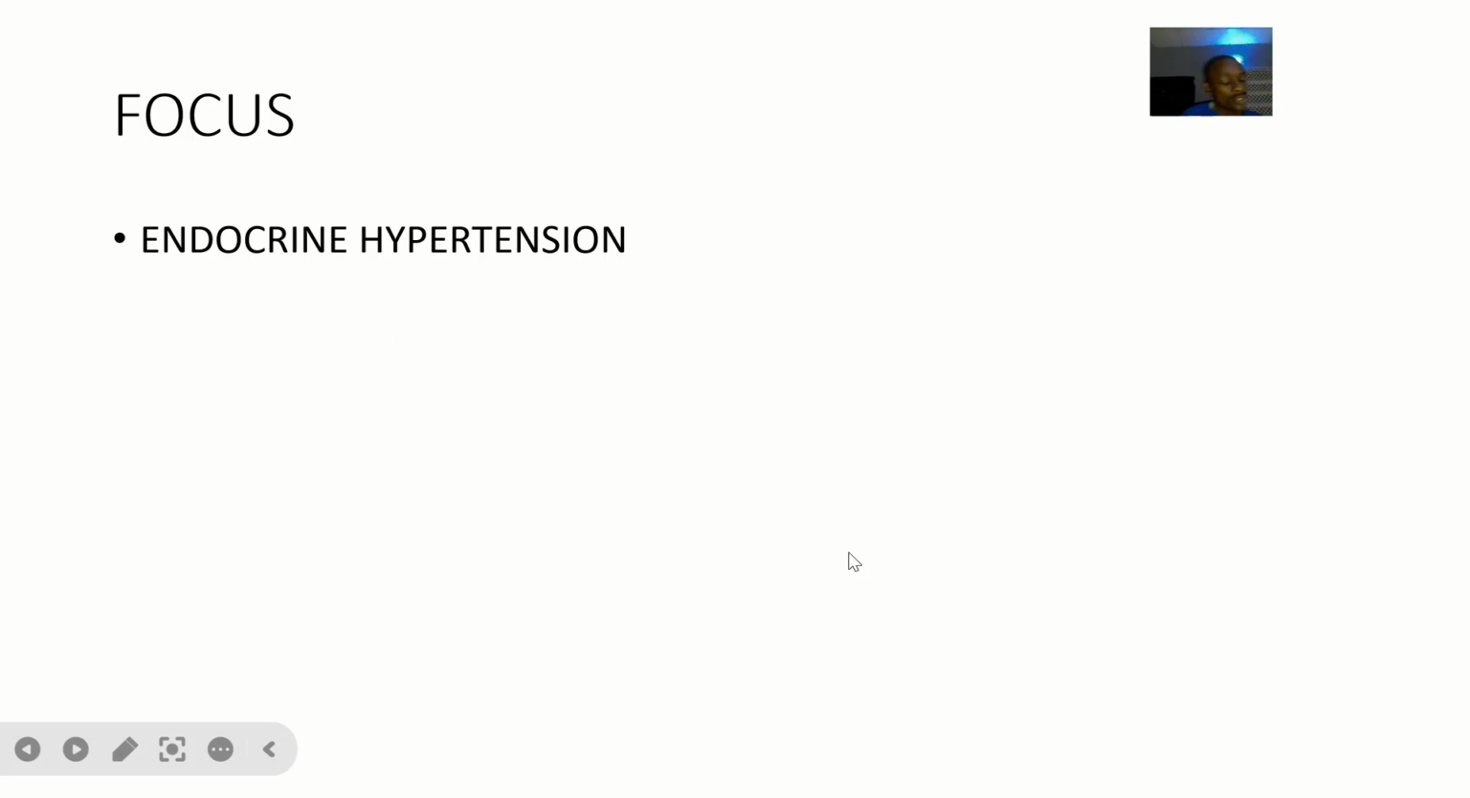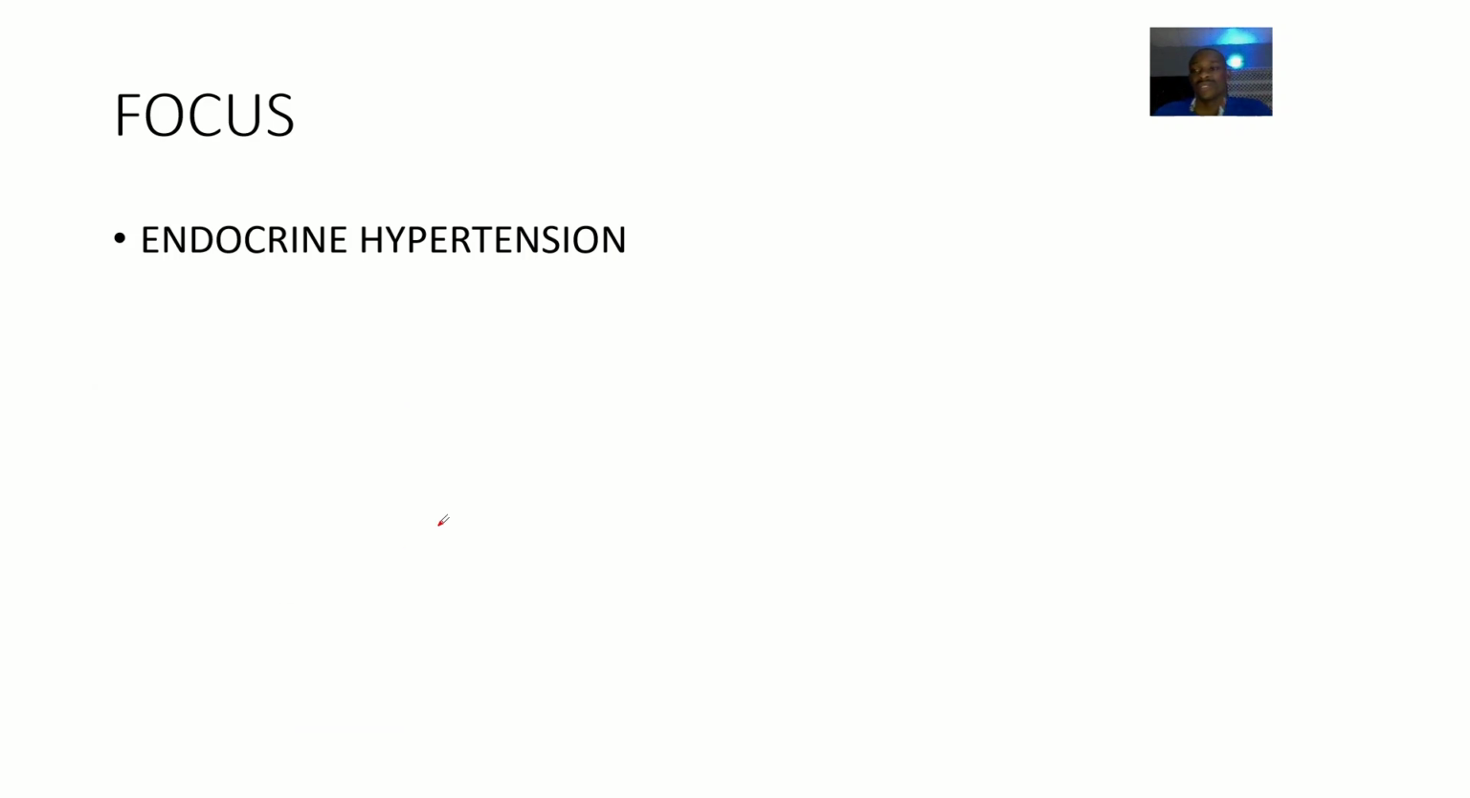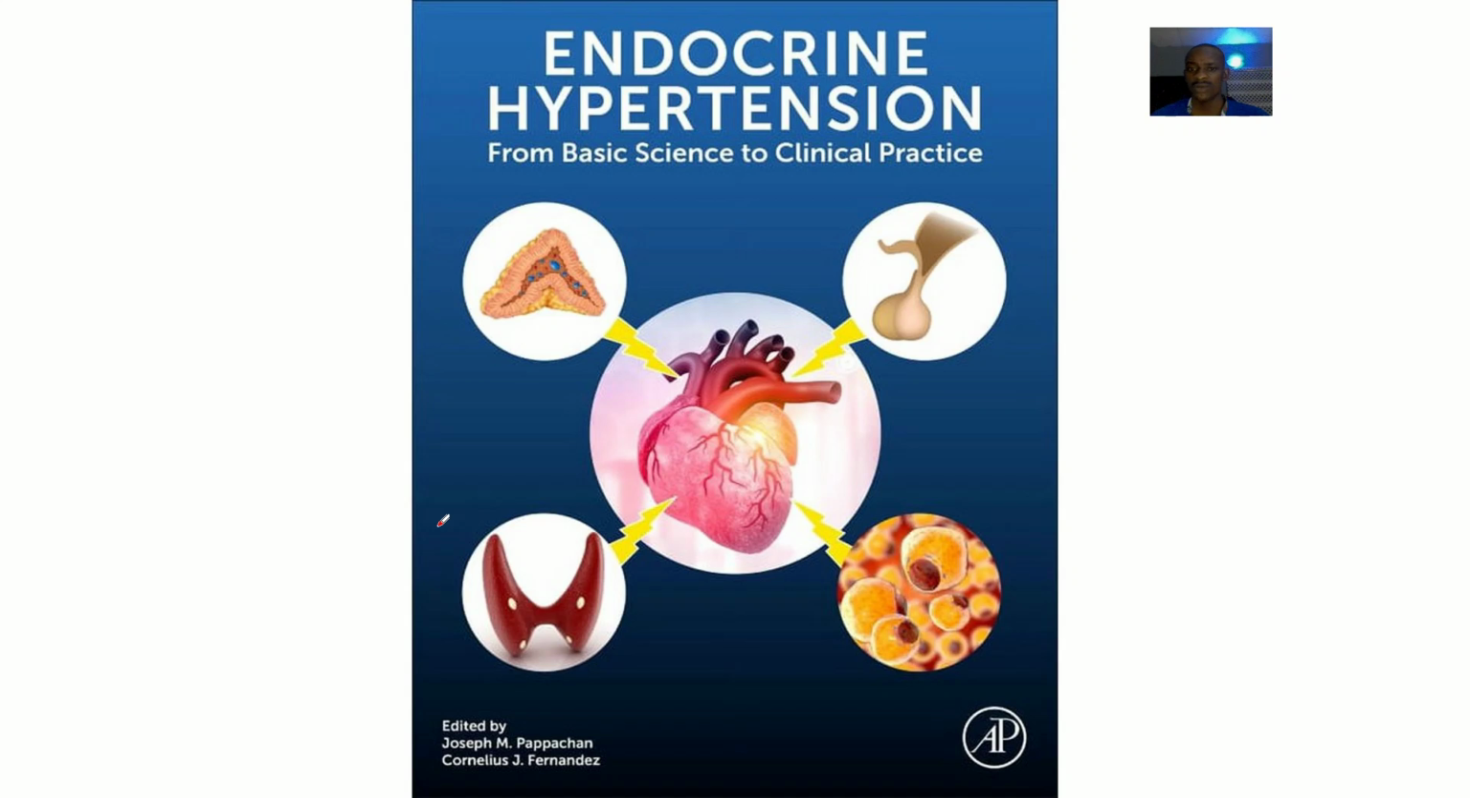Let's quickly talk about the concept of endocrine hypertension. Now, when you talk about endocrine, they are simply talking about your hormones, something relating to your hormones, all right? So if they say endocrine hypertension, they are simply saying somebody has hypertension and the problem is actually from the hormones, all right?